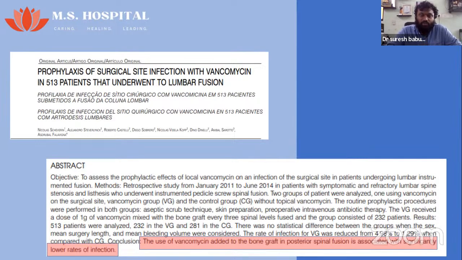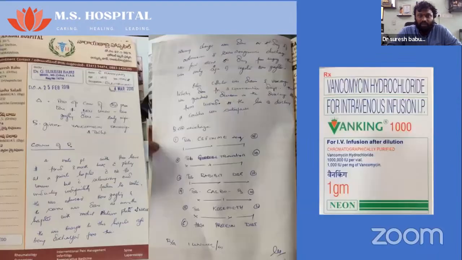So once we instill the antibiotic at this site, it not only takes care of the local infection, but once this antibiotic gets impregnated into the bone graft, it acts as a carrier of antibiotic for the coming 4 to 6 weeks, which can take care of the local infection. Now, this was documented evidence.